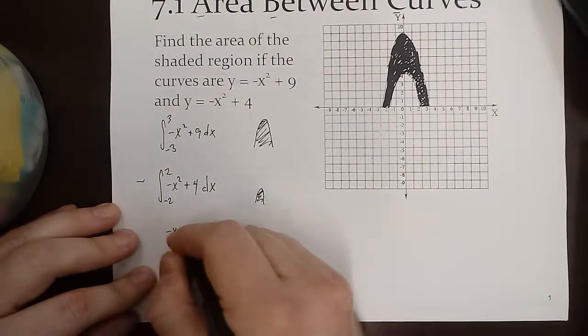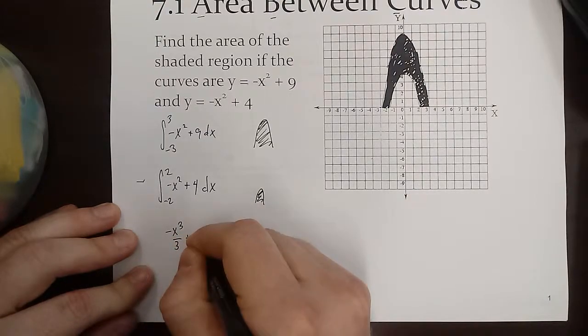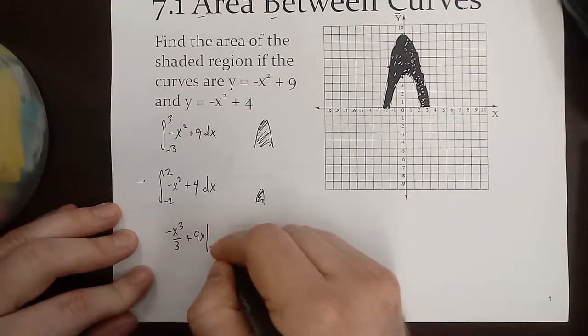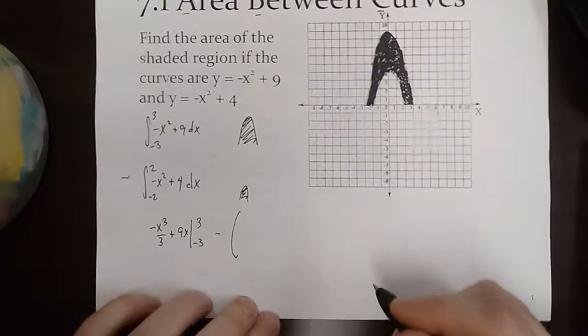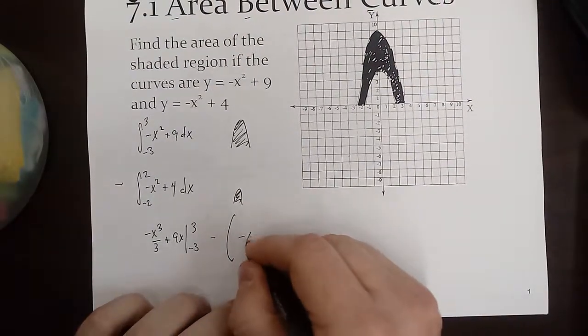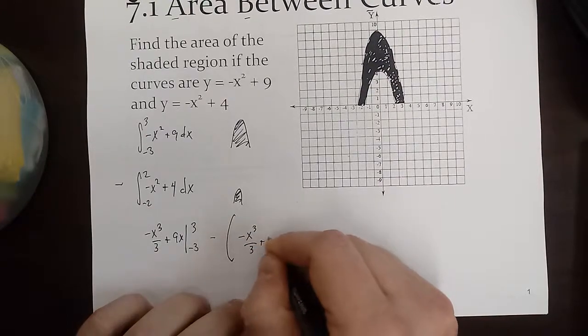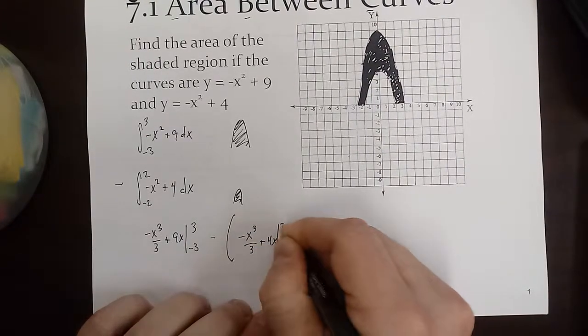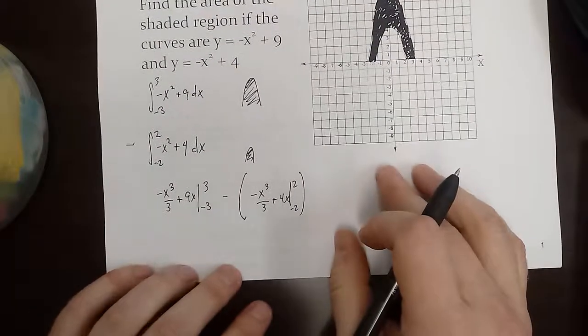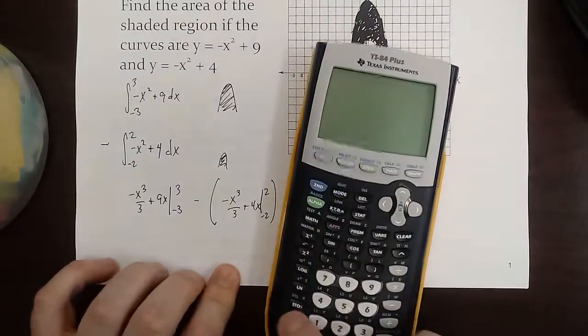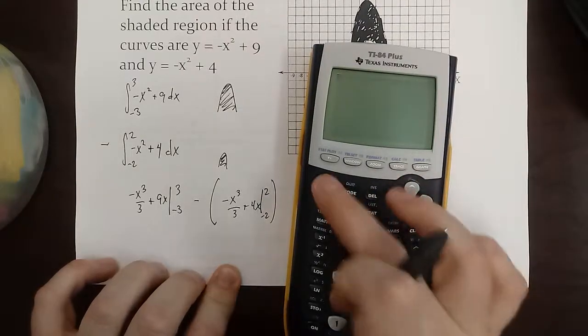So then we would get negative x cubed over 3 plus 9x evaluated from negative 3 to 3. And then we're going to subtract negative x cubed over 3 plus 4x evaluated from negative 2 to 2. And that's literally all we would need to do here. So I'm going to go to my calculator and just kind of shortcut this a little bit.